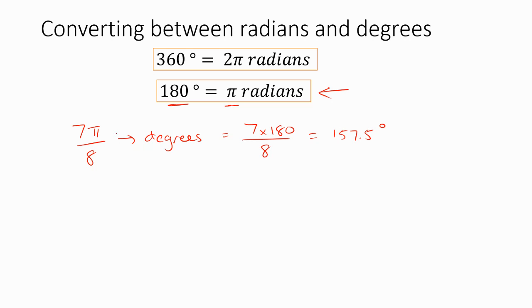in degrees. It's really handy when you have pi written into your radian measure, because all you have to do is replace pi with 180 degrees.